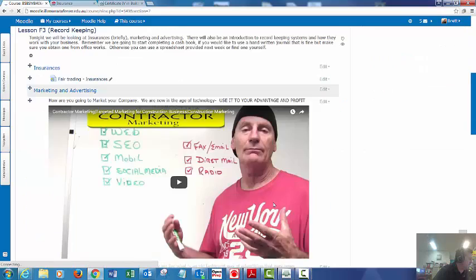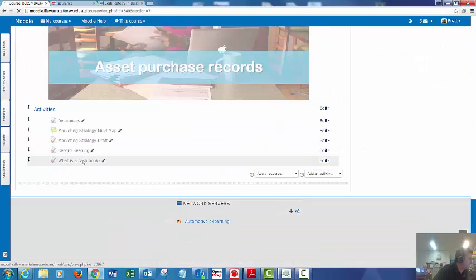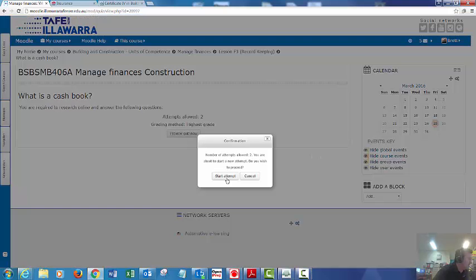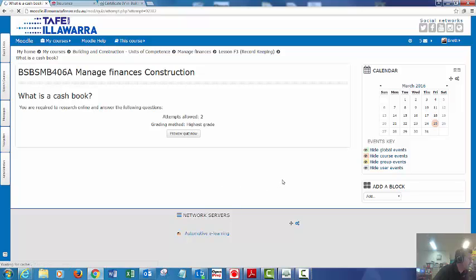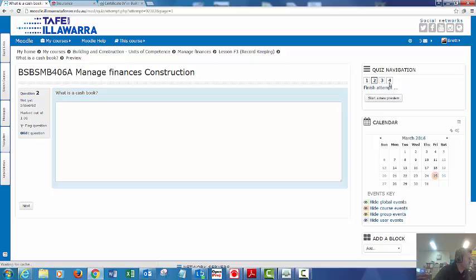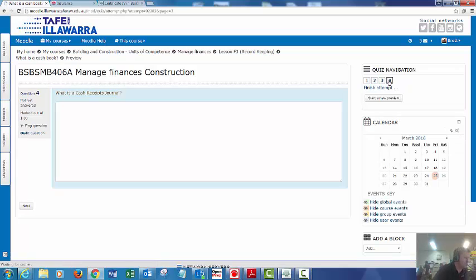All right, and then finally there's going to be another quiz with regards to using a cash book or understanding a cash book. I'll just open it up. It's just so you understand the differences between a creditor and a debtor. What is a cash book? I want you to write that down. And then same with the cash book, what's a cash payment journal? And then also a cash receipt journal.